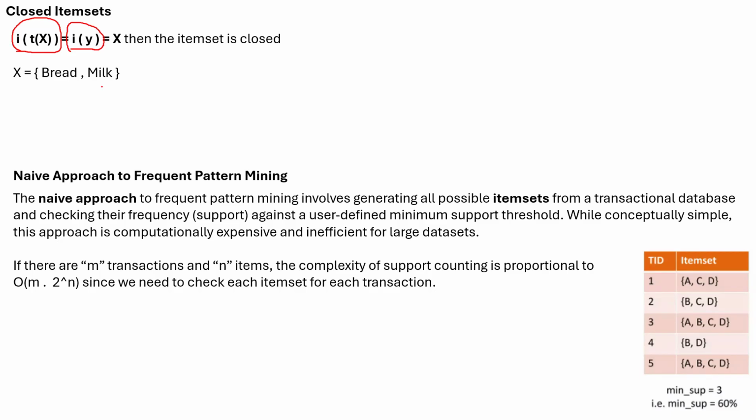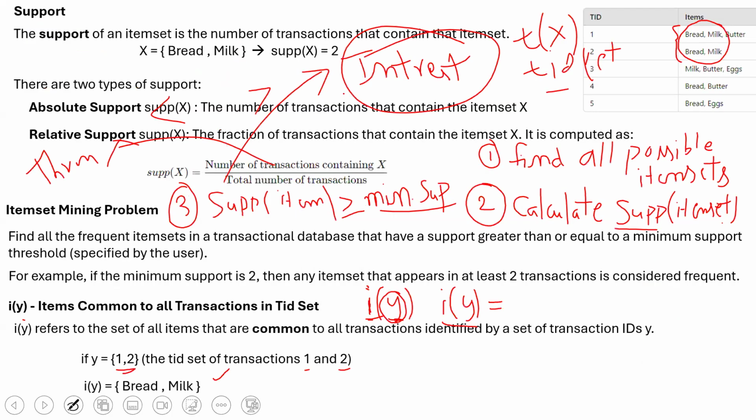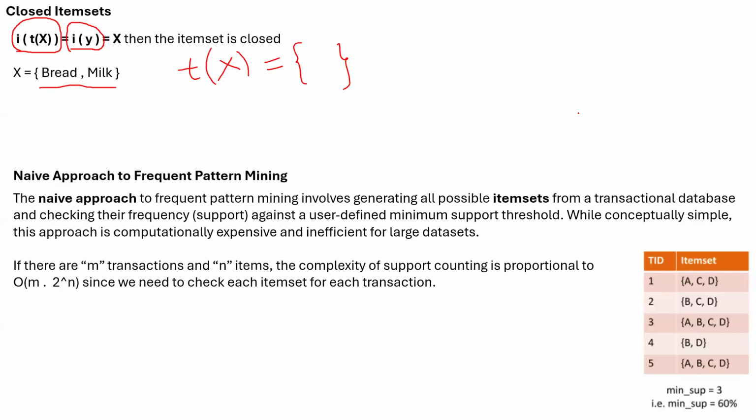Let's see an example now. You're given an item set which is bread and milk. Now the first step is to find out T of X. T of X is nothing but the transaction ID set, meaning in which all transactions bread and milk has happened. Let's go back and see in which all transactions you have bread and milk. So bread and milk is there in two transactions, 1 and 2. So if I go back here, the transaction ID set becomes 1 comma 2.